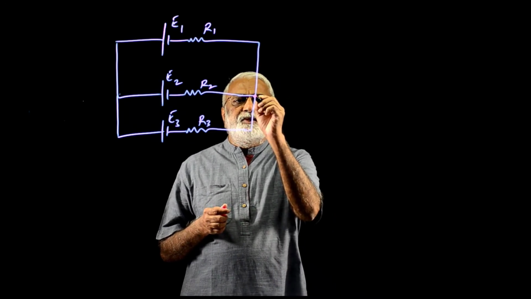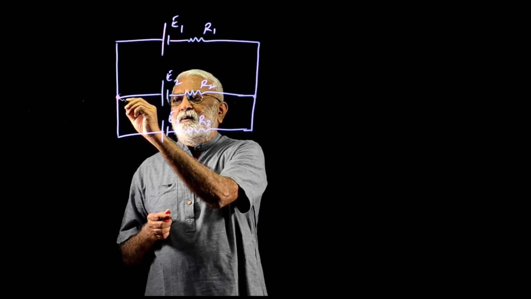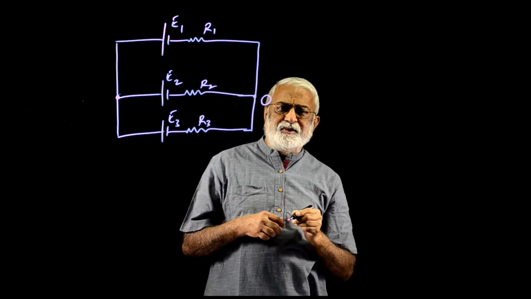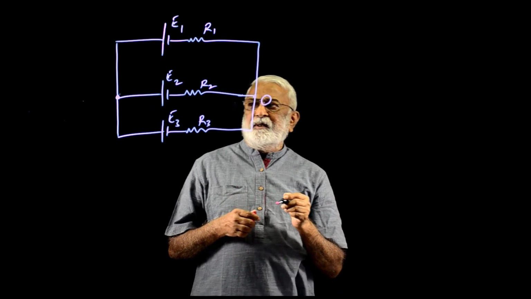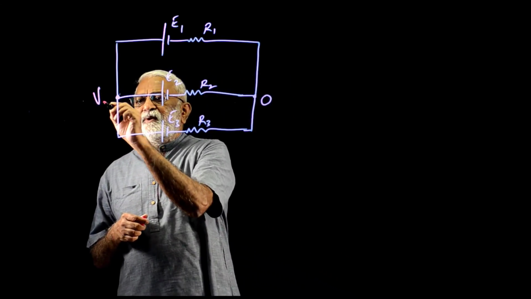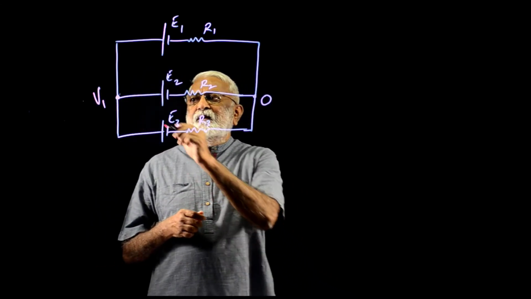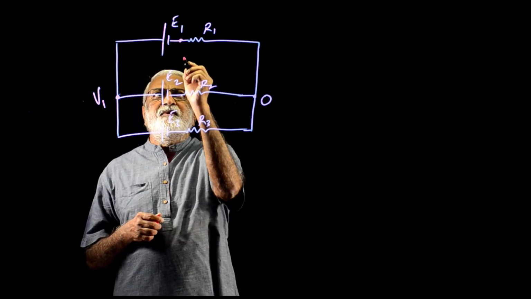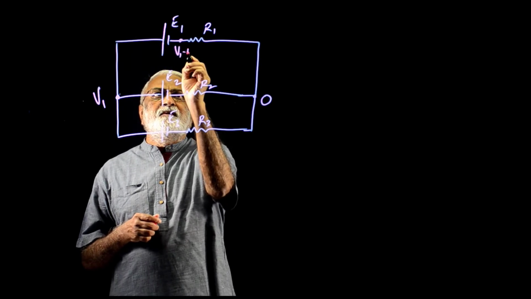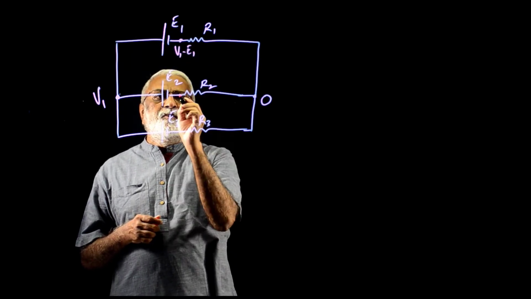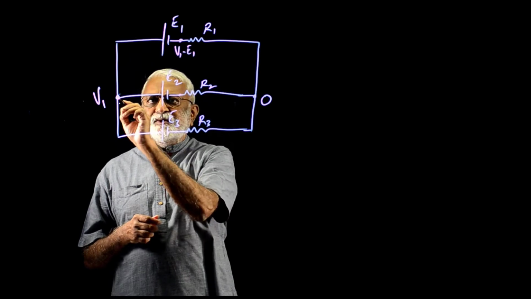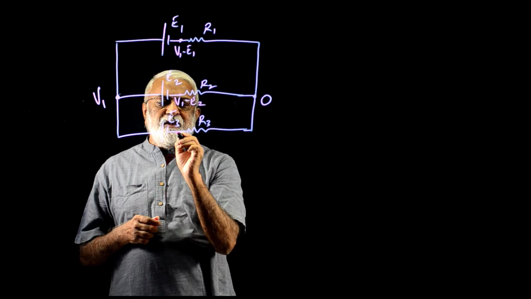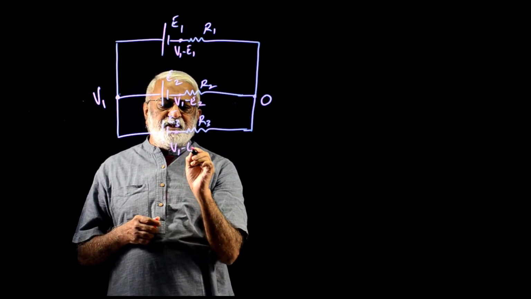There are 2 junctions here. Let's say one of the junctions is at 0 potential. We could choose any one of the junctions to be at 0 potential in a circuit. Let the potential here be V1. Since there is a drop in potential across the cell, this potential here would be V1 minus E1. And this one is V1 minus E2, and this is V1 minus E3.